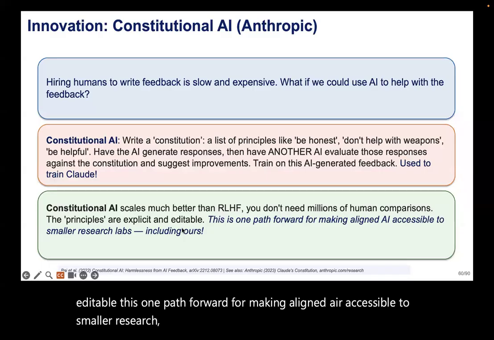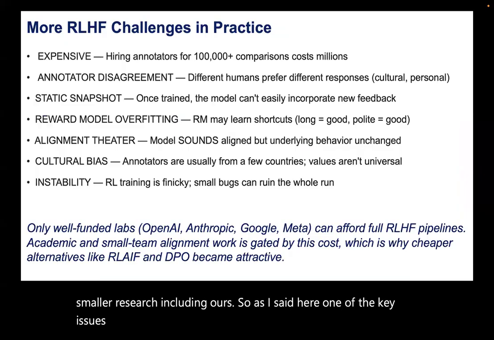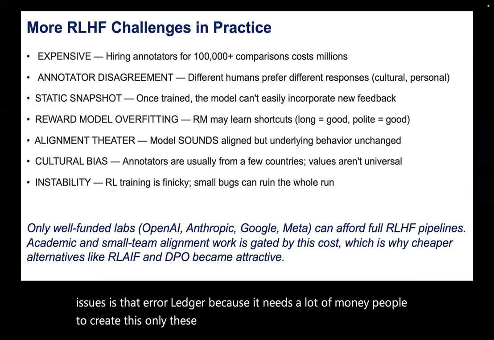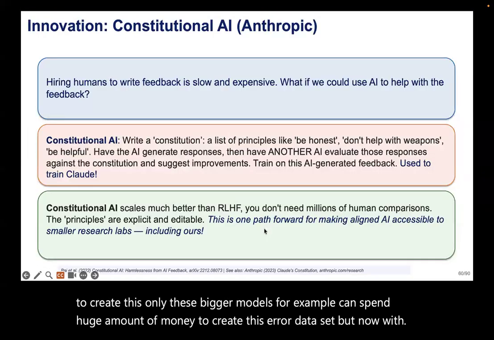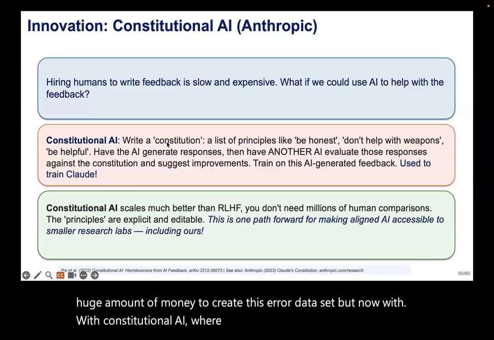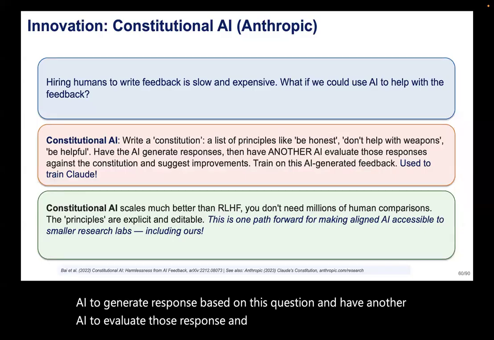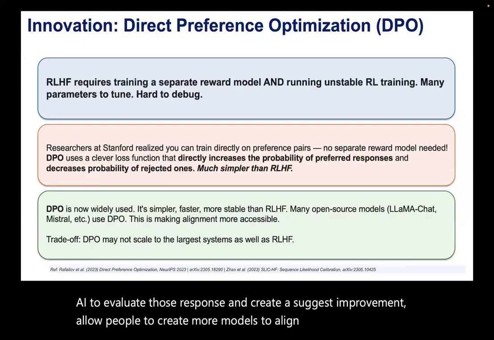So, as I said here, one of the key issues is that RLHF needs a lot of money, a lot of people to create this. Only the bigger models, for example, can spend a huge amount of money to create this RLHF data set. But now with constitutional AI, where you create a constitution and use AI to generate a response based on those questions and have another AI evaluate those responses and suggest improvements, it allows people to create more models and align them with this.